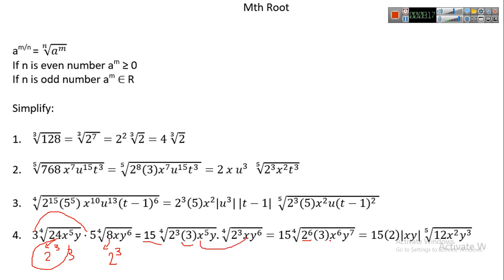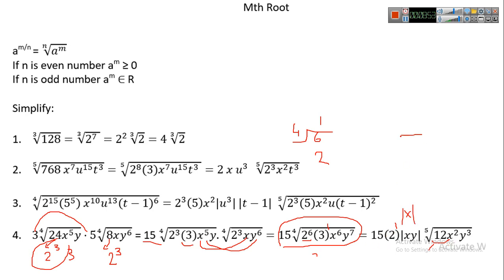x^5 times x is x^6, y^6 times y^1 is y^7. So now you divide 6 by 4. Quotient 1, remainder 2. So 2 power 1 outside and 2 power 2 inside. 2 power 2 inside times 3 is directly 12, because 3 you cannot take out, it's power 1. 6 divided by 4, also here is 6 divided by 4. So quotient 1. So I have x outside and x squared inside.